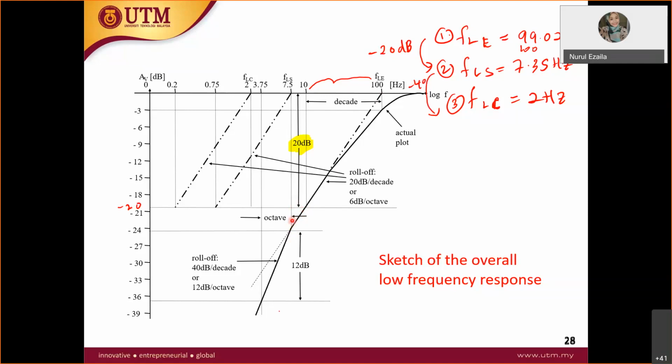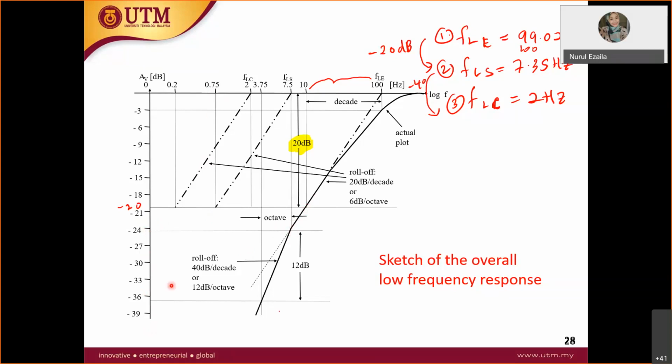So what you need to do, 7.35 drops by 1 decade to 0.75. You have to draw the line for 0.75 over here, dropping by minus 40 dB. So there will be a slope here. For example, this one started from 24. If it drops by 40 dB, it will be about minus 64, so it will go down to minus 64.